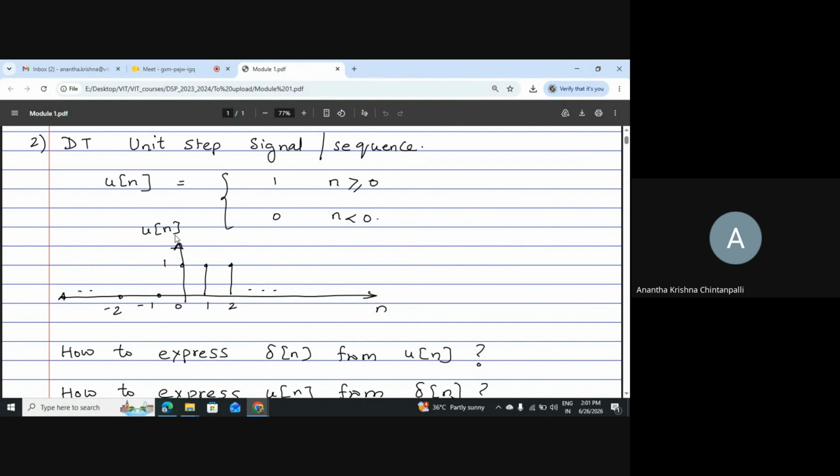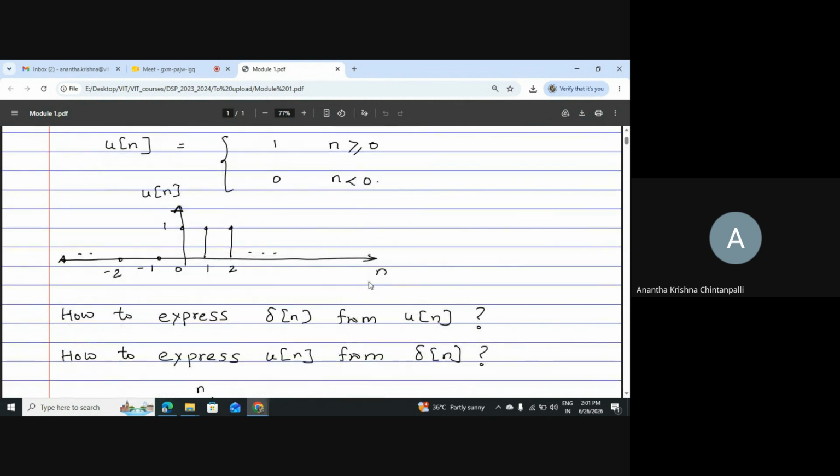Okay, so what you do here is u of n is there, minus u of n minus 1. So it means that for u of n minus 1, this point is not going to be there and it will start from 1 here onwards. So if you are subtracting with a minus sign there, the only value you will get is at n is equal to 0, the value is going to be 1. So delta of n is nothing but u of n minus u of n minus 1.